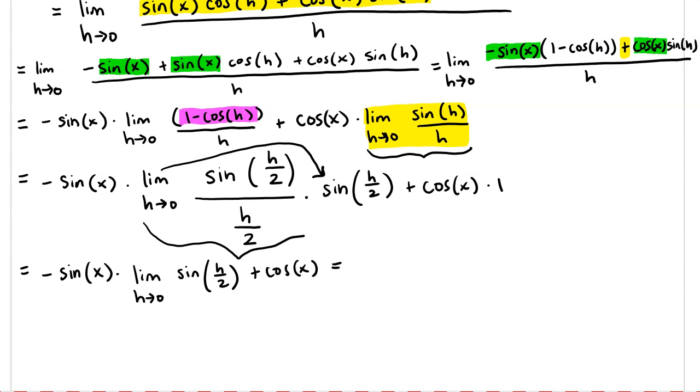All right, at this stage, sine of h over 2, I have the ability to use direct substitution on that. So if we do that, we'd have negative sine of x times, if I plug in h equals 0, I'd get sine of 0, which is equal to 0. And then finally, negative sine times 0 is 0, so all we are left with is cosine of x.